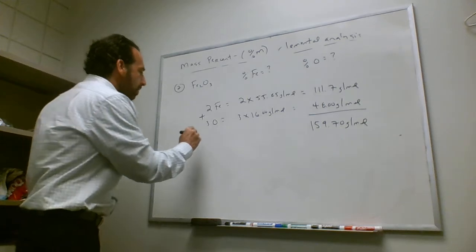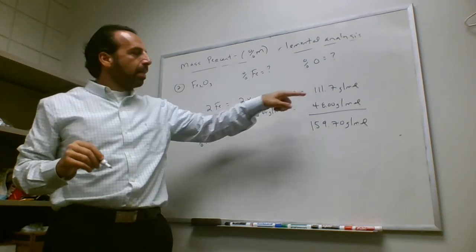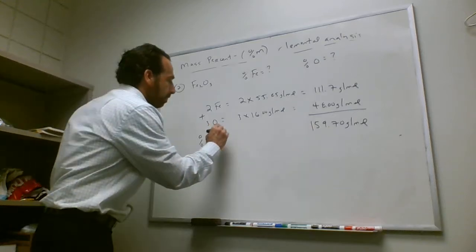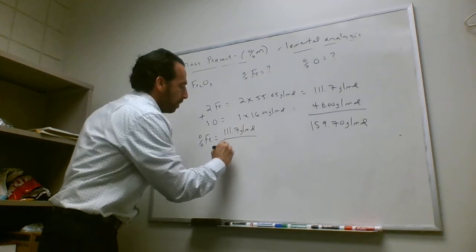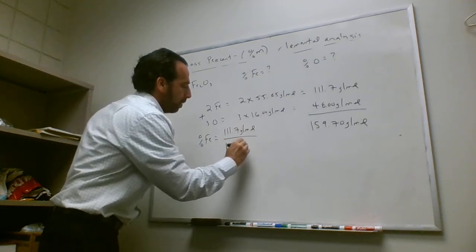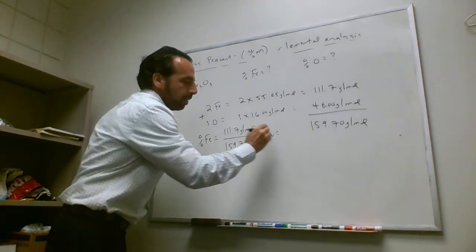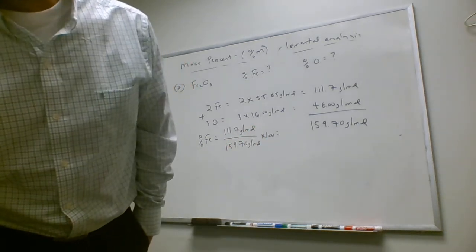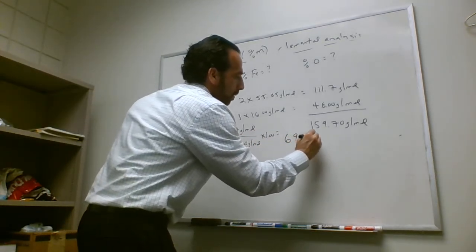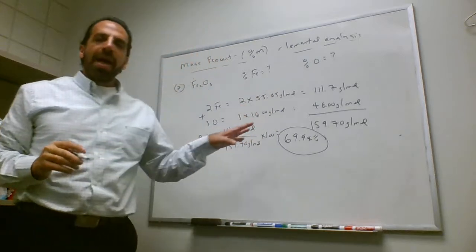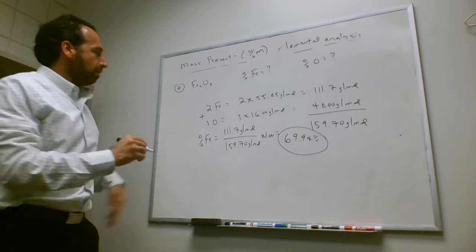To get the percent of iron now, just take the molar mass of the iron divided by the molar mass of the compound. So the percent of iron now is going to be 69.94%. We normally like to have 4 significant figures for the mass percent. And then we do the same for oxygen.